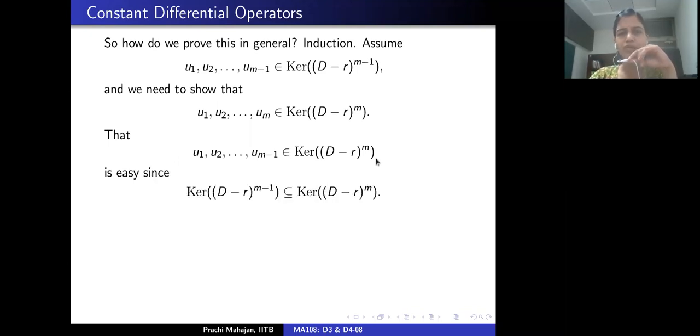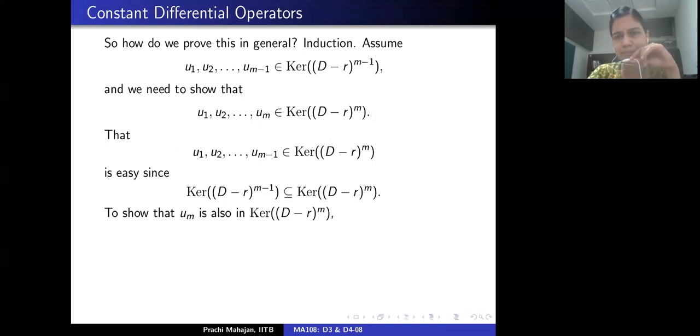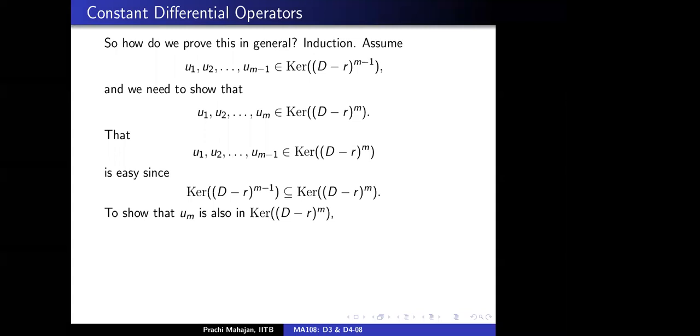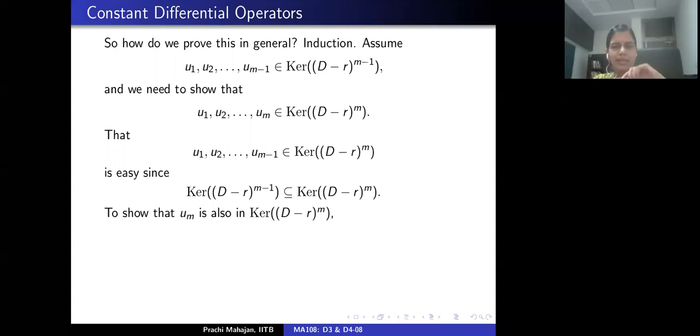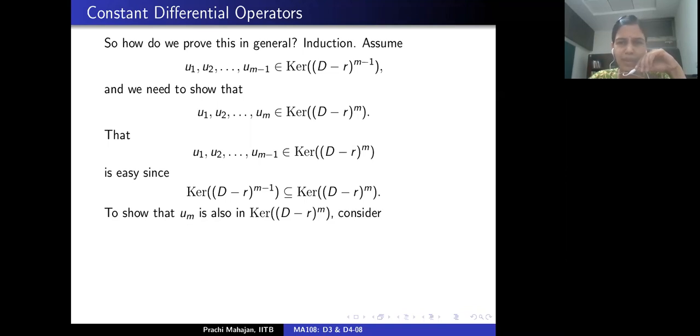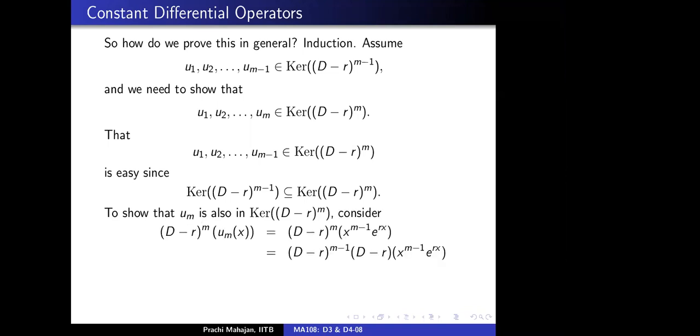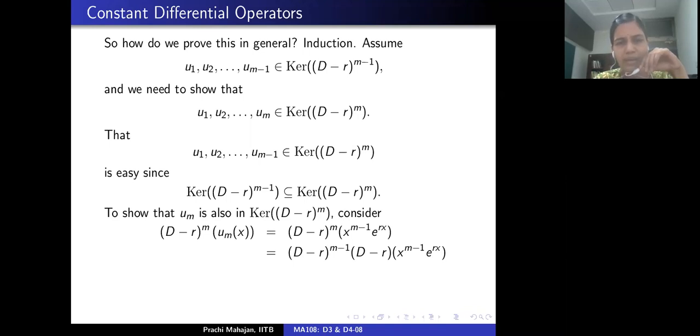What is it that we are required to show? We are required to show that u_m is in the null space of the operator (D − r)^m. That's what we are required to show actually. Everybody with me up till this point? Yes. Okay. So let's look at this. How do we show that u_m is in the null space of the operator (D − r)^m? So let's apply (D − r)^m to the function u_m.